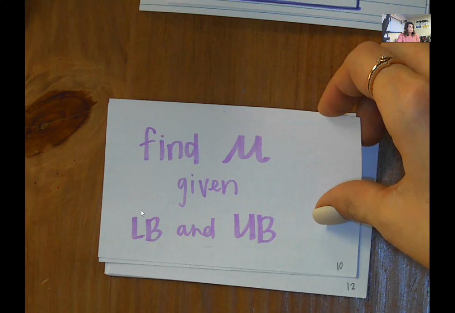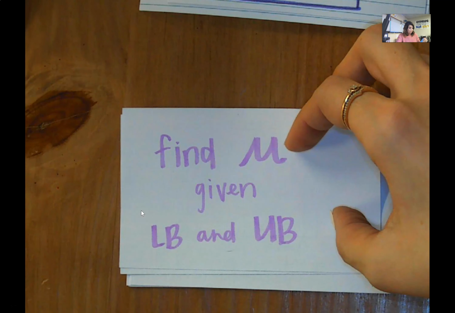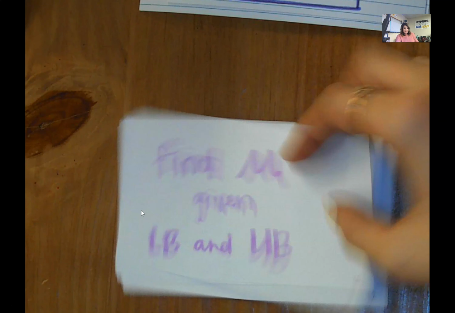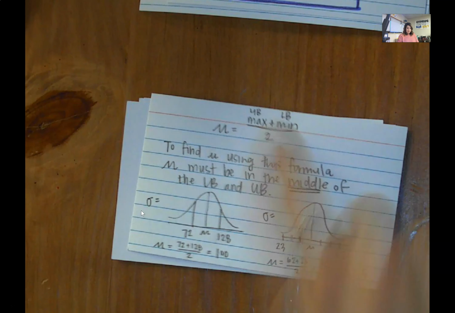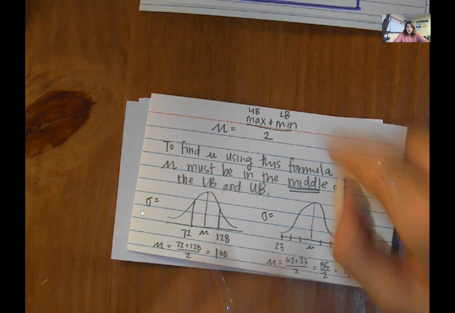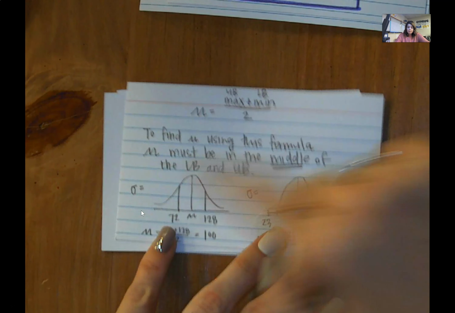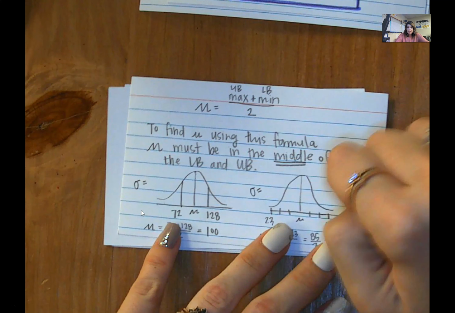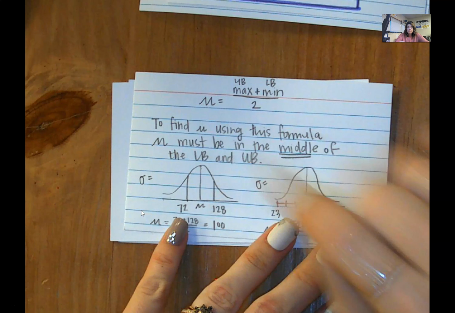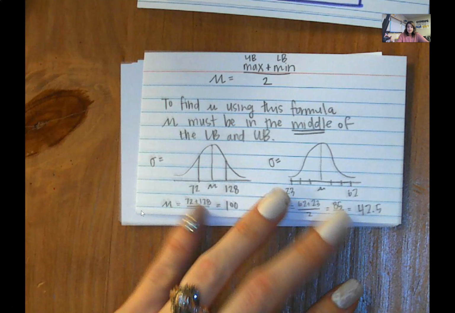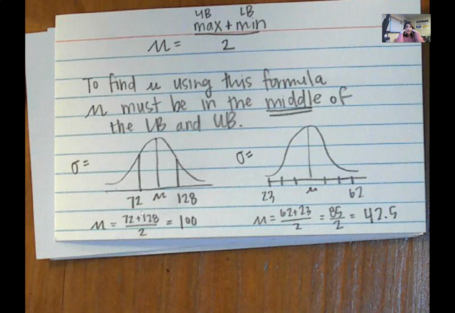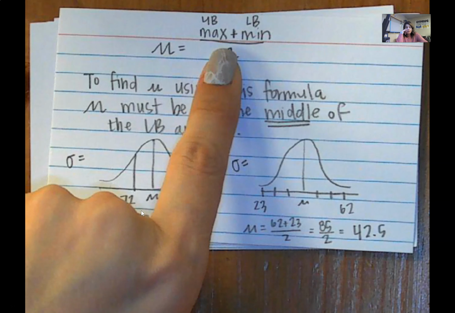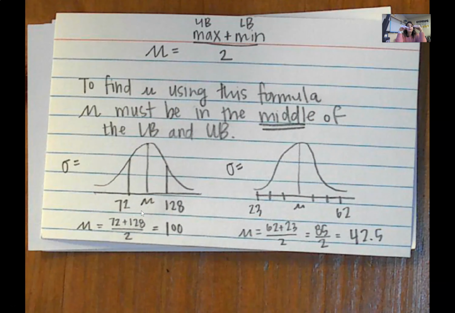Finding mu given a lower bound and an upper bound. Now on this one, I need to make really clear that this formula here only works if mu is in the middle of the max and the min that they give you, or in the middle of the lower bound and upper bound that they give you. Notice on these two examples that I have for you, the mean is in the middle. This formula at the top only works if mu is in the middle of the numbers they give you.